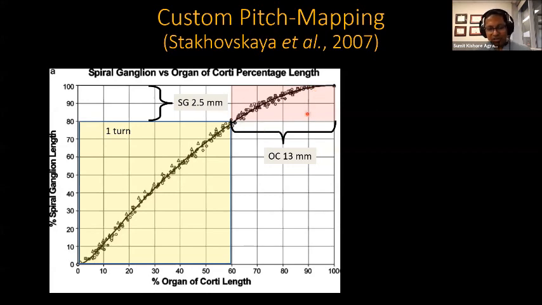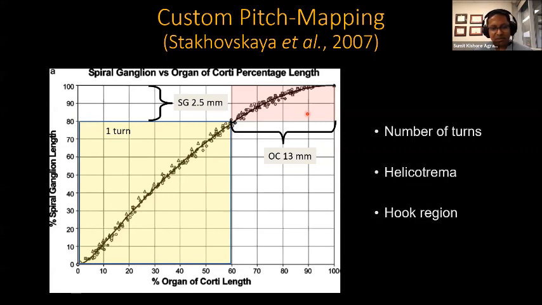The other problem with the work, when we did a detailed review, is that she assumed that all cochleae have about 2.75 turns. So it didn't really look at the different sizes. And there was also not a detailed review of the Helicotrema out at the apex and the hook region down at the base. So we wanted to take our synchrotron data and do a little bit more of a detailed analysis on these two areas.